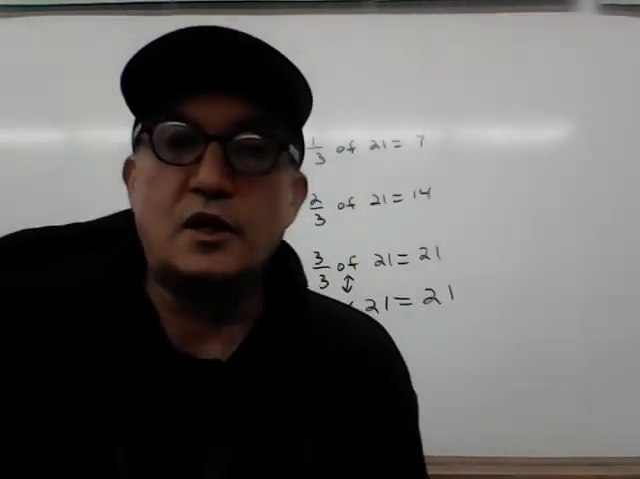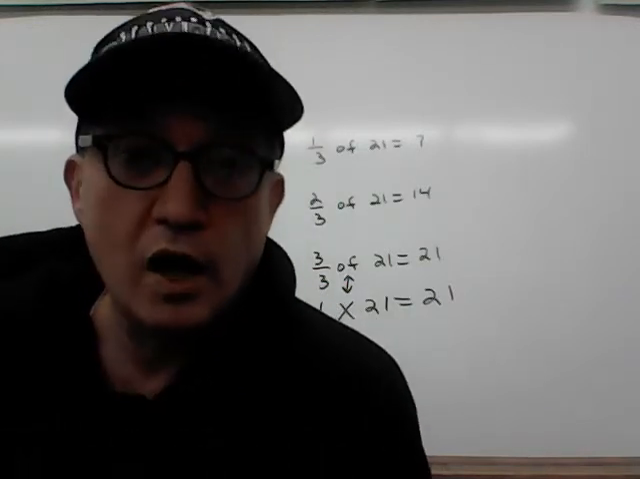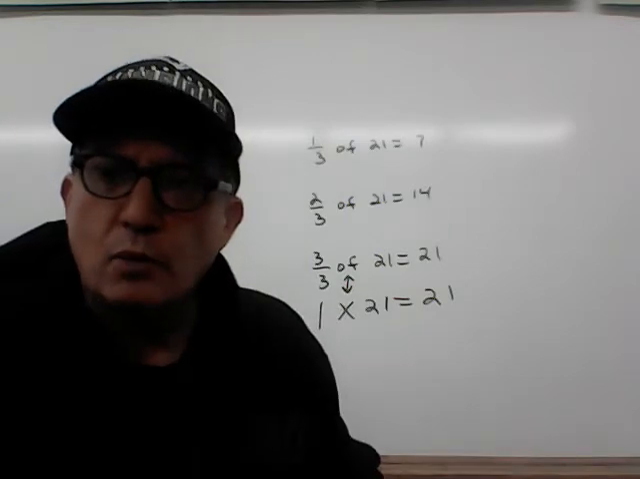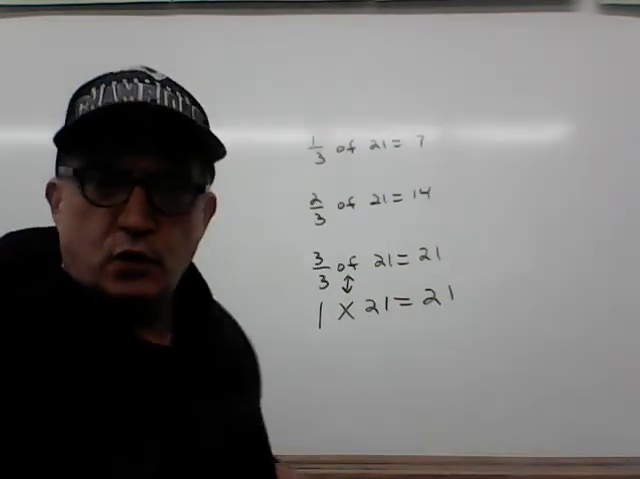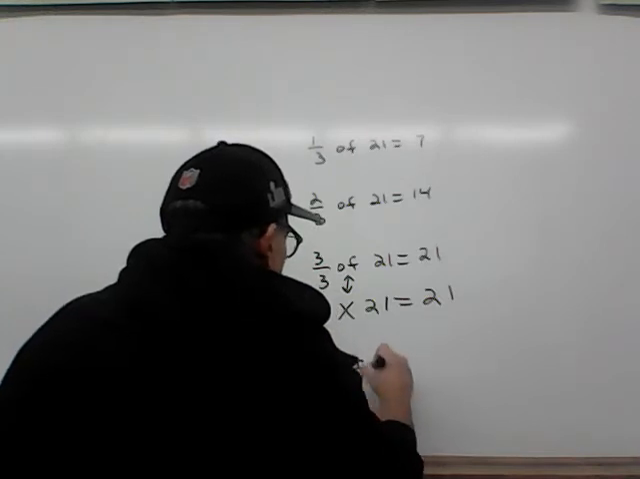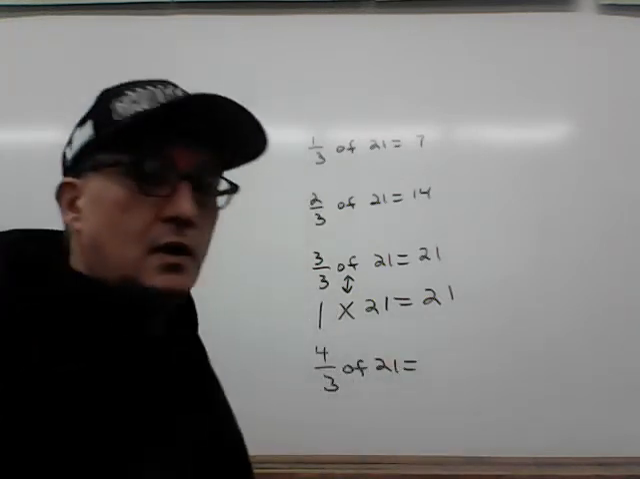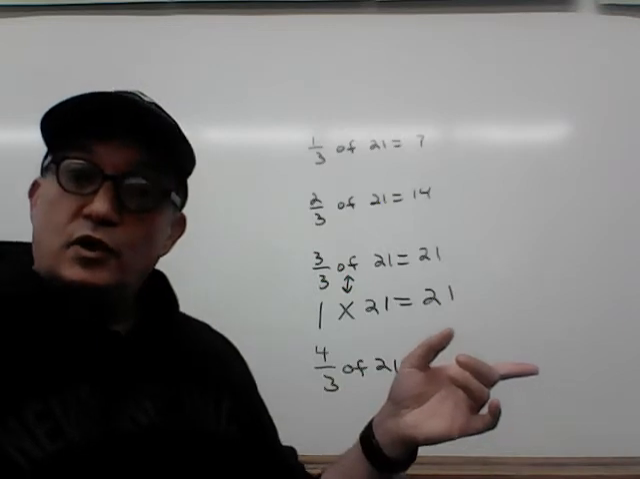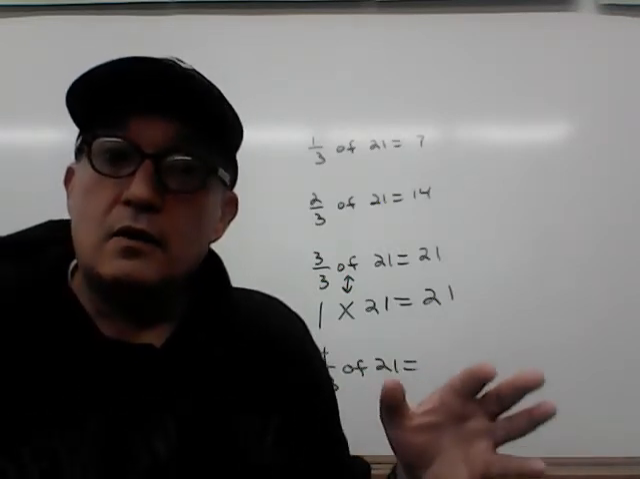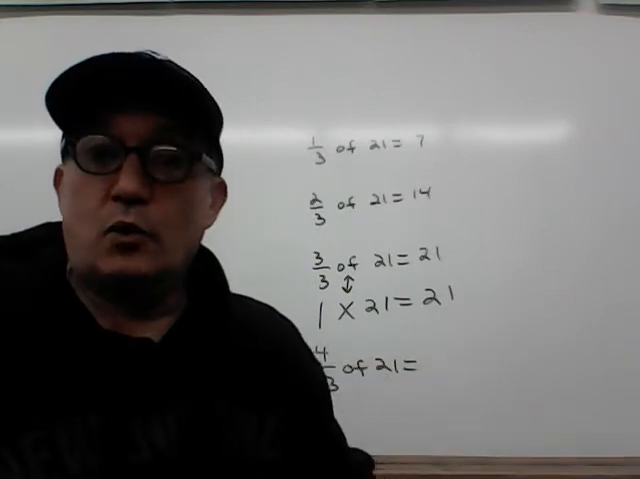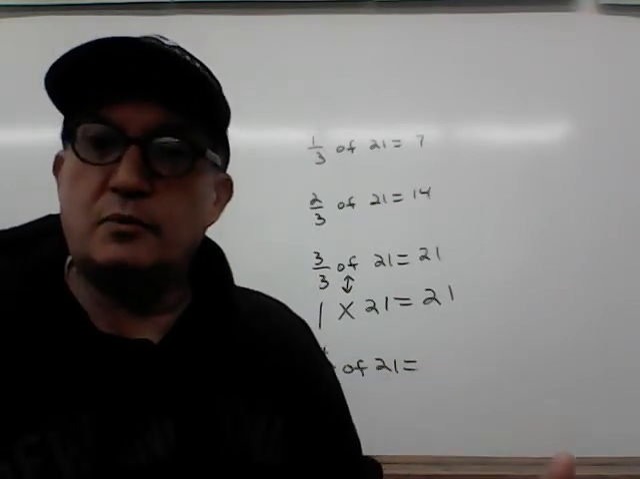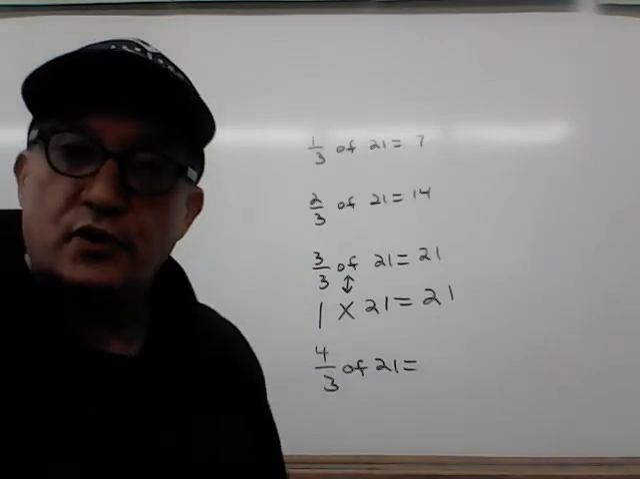And that's as far as we can go, right? Wrong. There's no limit to how far we can go. You tell me, what is 4/3 of 21? Well, let's just make this observation. 4/3 is greater than 1. You know that. 1 times 21 is 21. 4/3 times 21 has to be greater than 21, because the 4/3 is greater than 1.